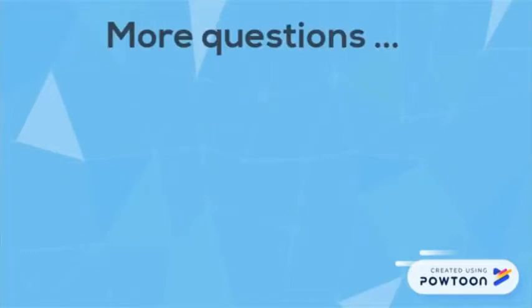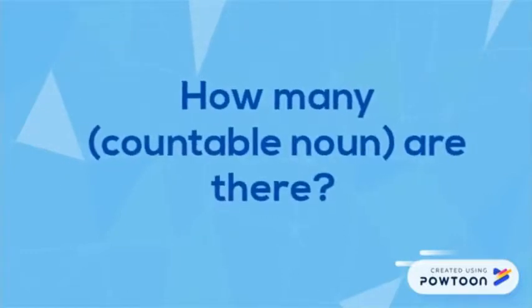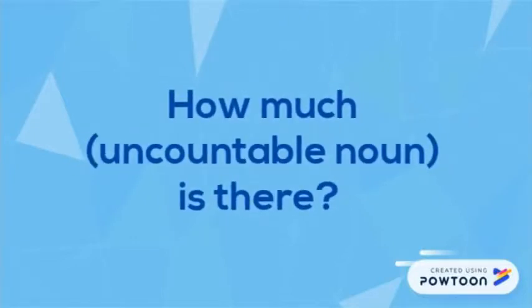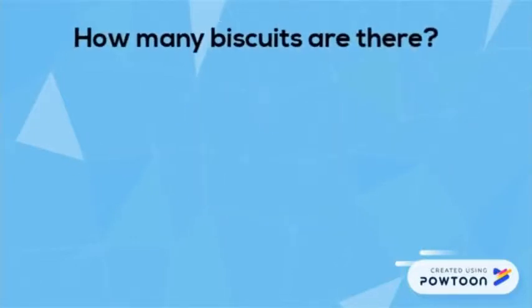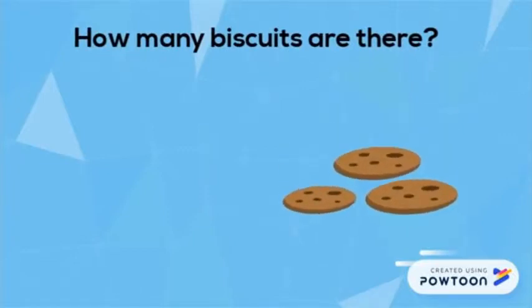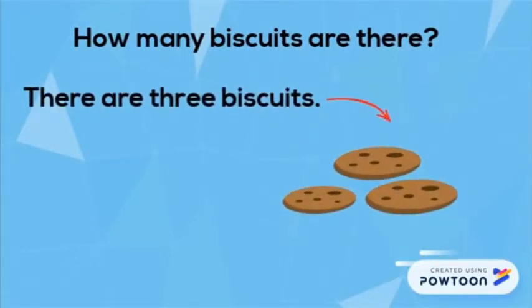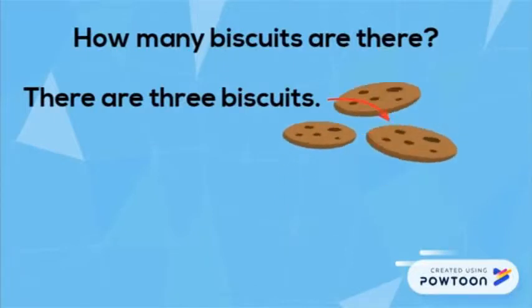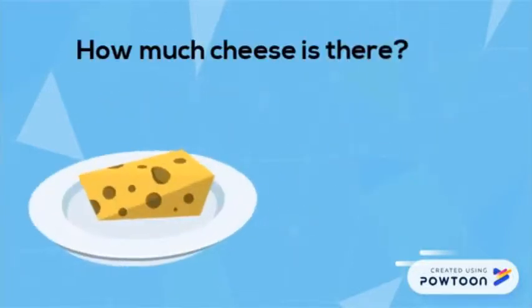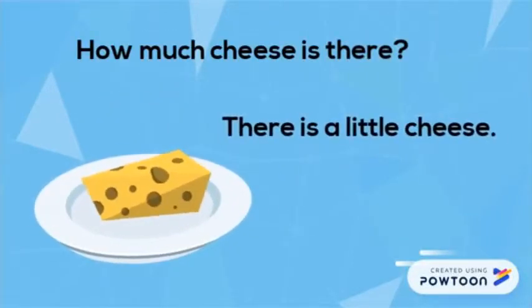Let's see more complex questions. How many with countable nouns, and how much with uncountable nouns. In this case, we answer with the number of biscuits that there are. There are 3 biscuits. But in the case of cheese, we say the quantity. There is a little cheese.